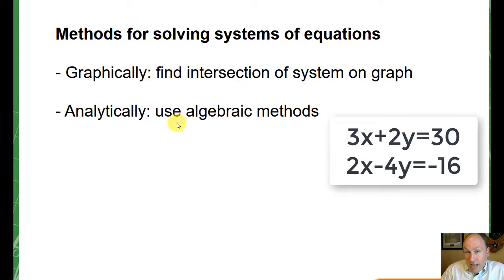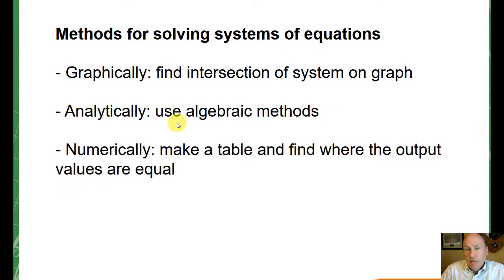What we're going to focus on in the next screencast is the algebraic methods, analytically, using two predominant methods. One is substitution, the other one elimination, to algebraically find the solution. Finally, we're going to focus on the numeric solution in this screencast, and that is the process of making a table and looking to see where the output values in the system of the two lines or more lines are the same. Where that occurs, that's a solution to the system.